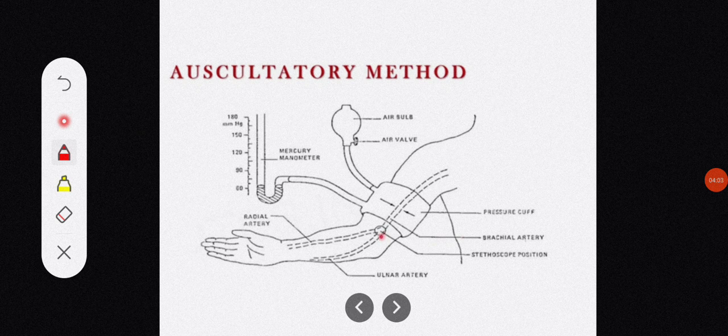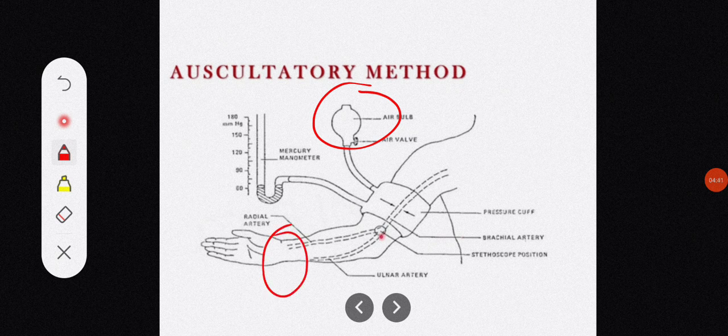Now, this inflatable rubber bag, or pressure cuff, is encircled around a patient's arm, and by pumping through the rubber bulb, the pressure in the bag is rapidly raised to a degree which is sufficient to completely occlude the brachial artery so that no blood goes through it, and the radial pulse also disappears.